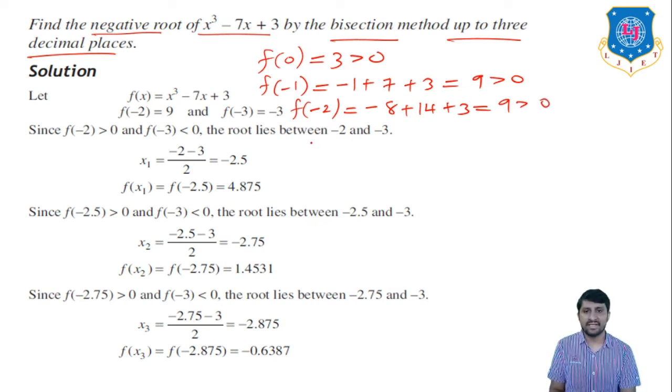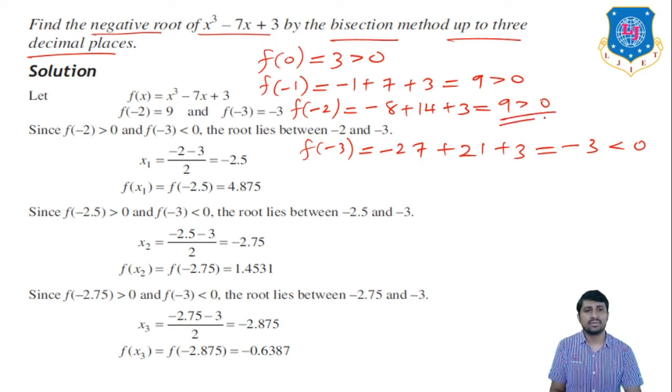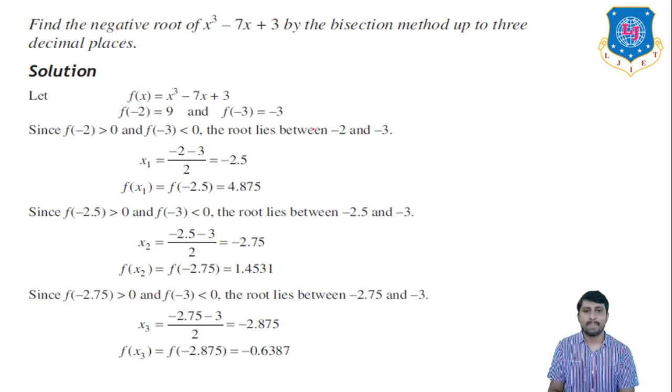Find out f of minus 3. F of minus 3, that is minus 3 whole cube, so minus 27 plus 7 into minus 3, minus 7 into minus 3, so plus 21 and plus 3. So that is 24 minus 27, so minus 3, less than 0. Okay, so this is greater than 0 and this is less than 0. So now your root lies between minus 2 and minus 3.